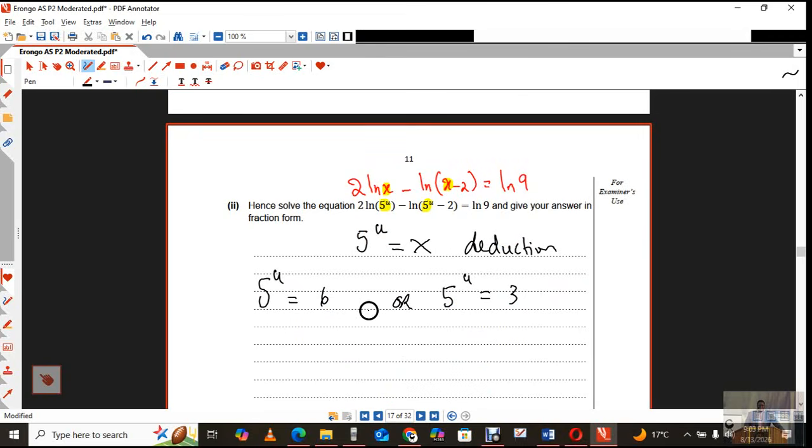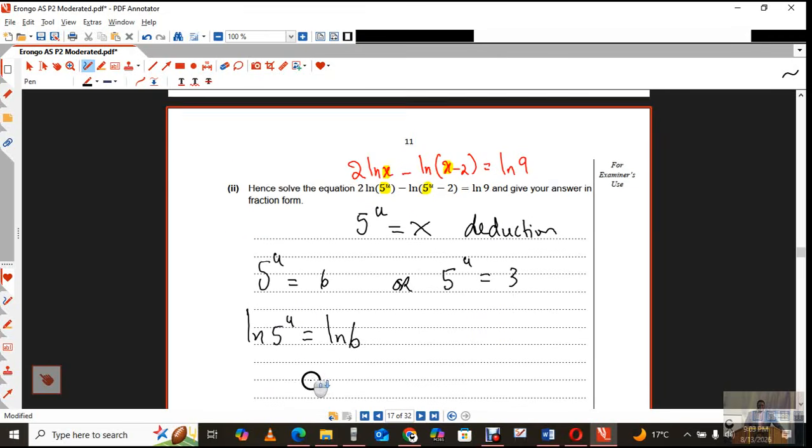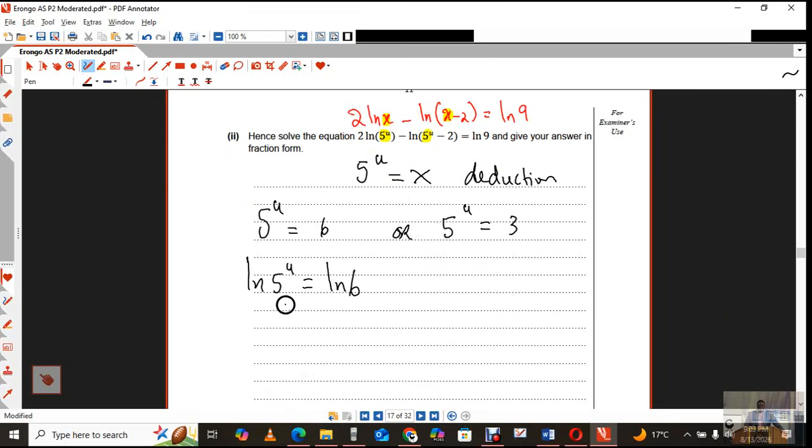Right, since it's a natural log, I'm going to give you the natural log, and I want the answer in fraction form, so you're going to take the natural log of both sides, okay? And then obviously the idea is to make u the subject of the formula, so you're going to bring the u in front using the power law. And then u would be, as a fraction, natural log of 6 divided by the natural log of 5.